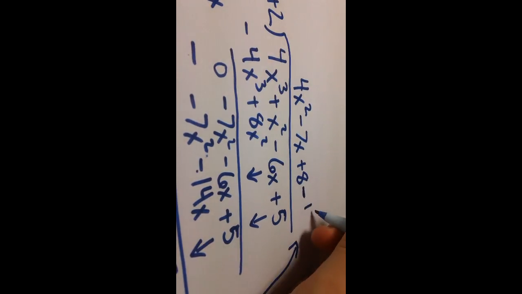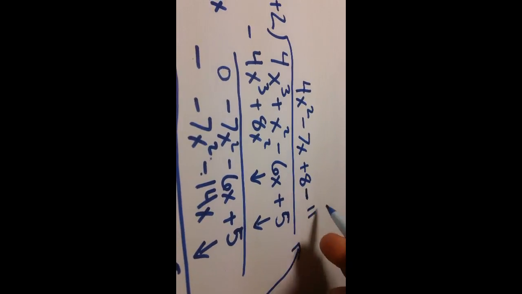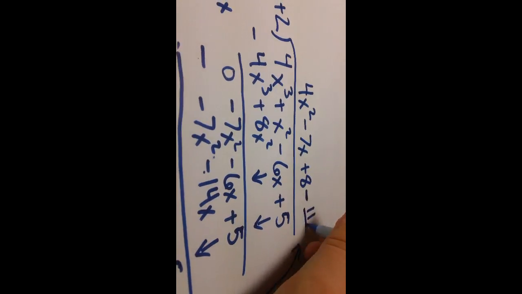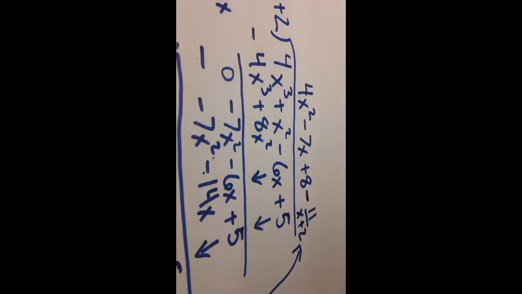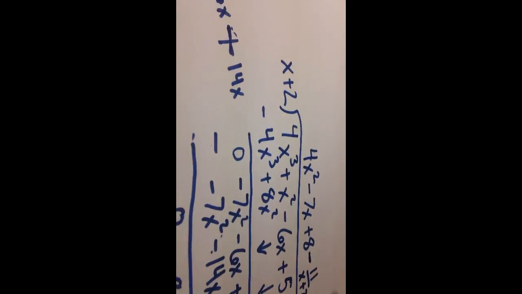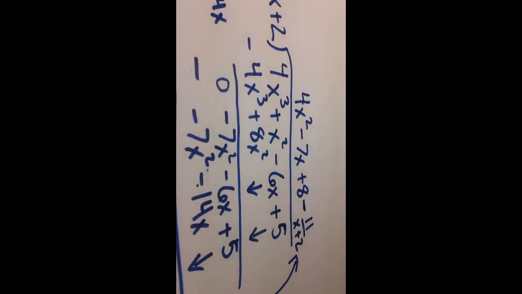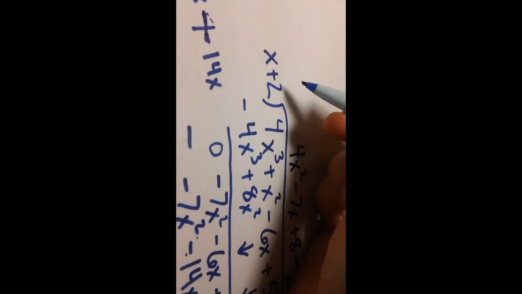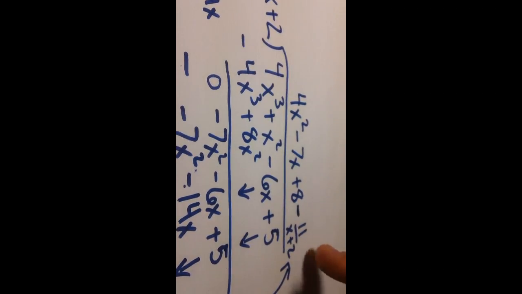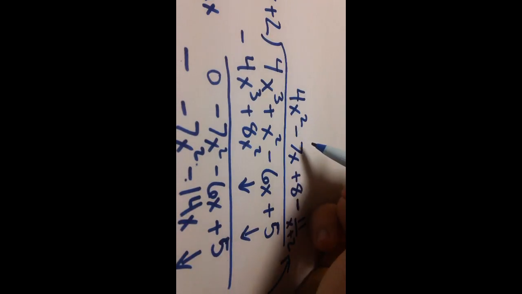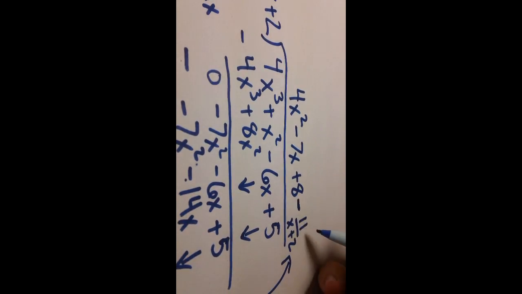Then we write the number, 11, and we put just that number, just the 11 in this case, over our original divisor, x plus 2. So if it was x plus 2, like this case, that's what we write it over. If it was y minus 12, then we would write y minus 12 under it. Whatever our original divisor is, whatever that quantity right there is, we write under our remainder. So this is going to be our final answer. 4x squared minus 7x plus 8 minus 11 over x plus 2.